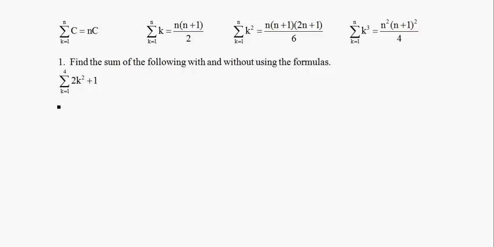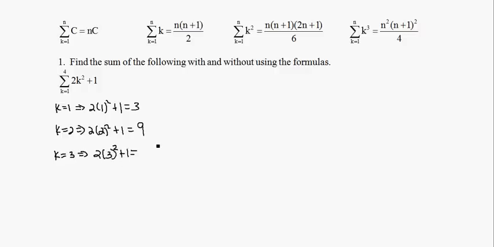So the question is, what is the first number? Well, when k equals 1, I get 2 times 1 squared plus 1, which is equal to 3. K equals 2 gives me 2 times 2 squared plus 1, which is equal to 9. K equals 3 is 2 times 3 squared plus 1, which is 19. And then k equals 4 gives me 2 times 4 squared plus 1, which is equal to 33. And I already did this in my calculator. If I add them up, I get 64.